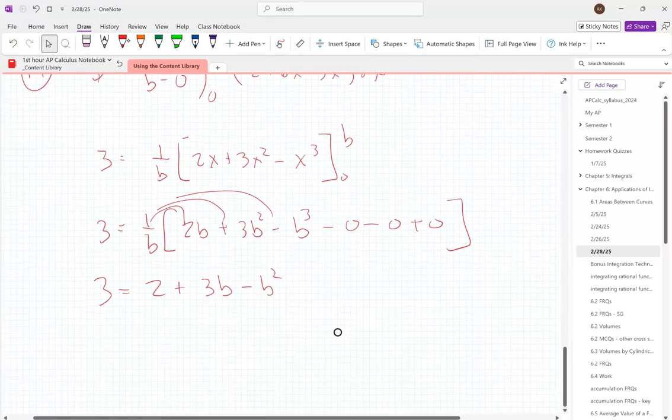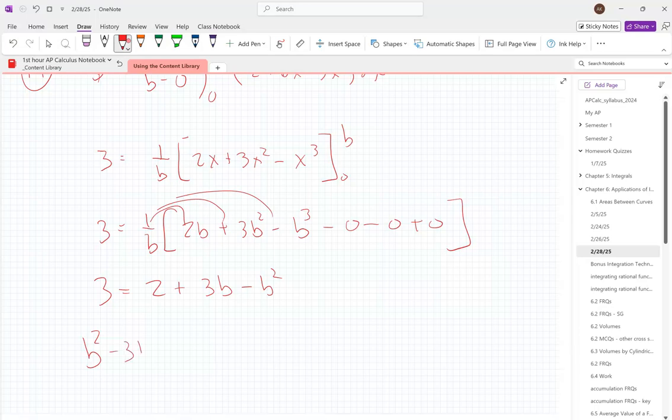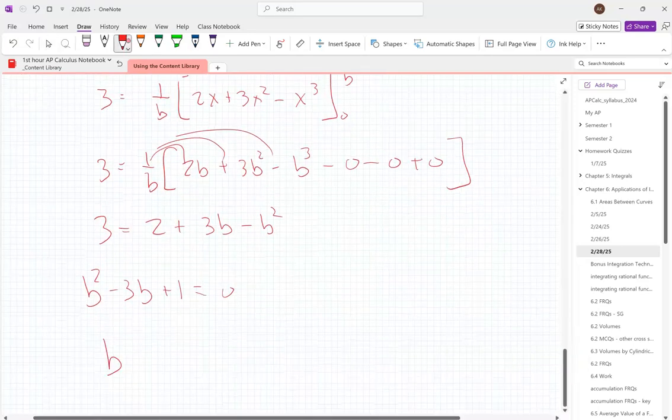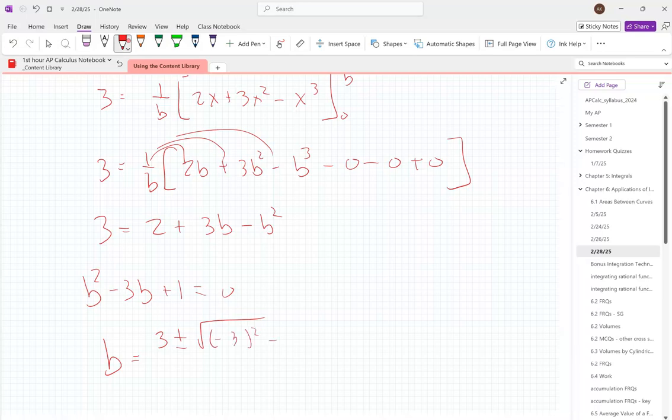That's going to be a quadratic. I'm going to get everything onto one side. So I have b squared minus 3b plus 1 equal to 0. And then I just do the quadratic formula from here. So I have 3 plus or minus root 5 over 2.